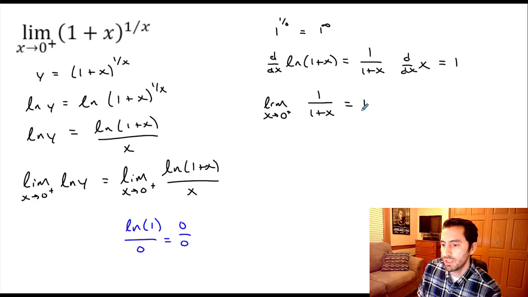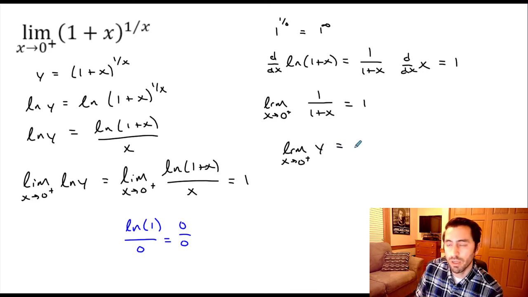So if this limit is equal to 1, that means that the limit of the natural log of y is equal to 1, which means the limit of our original function, the limit of y, undoing our rearranging, would be e to the first power. So that means all the way back here in the beginning, our original function was what we started with, so this limit is equal to e.